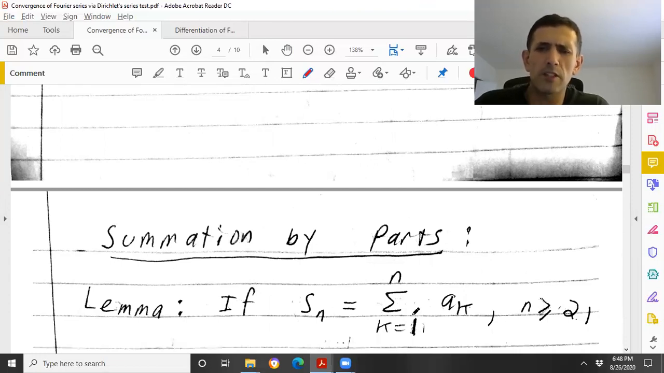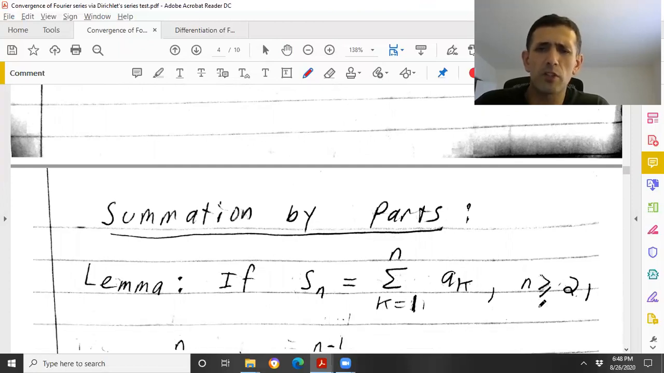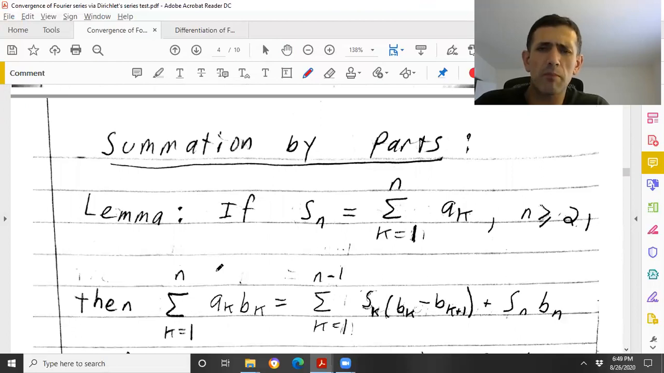If S_n is the partial sum of a_k, and if n is bigger or equal to 2, then I claim that this finite sum here, so no issue of convergence, is given by this weird-looking sum here. Okay, so let me just prove this. I was thinking about giving this as a homework, but I'll just prove it. It's a pretty easy induction, really.